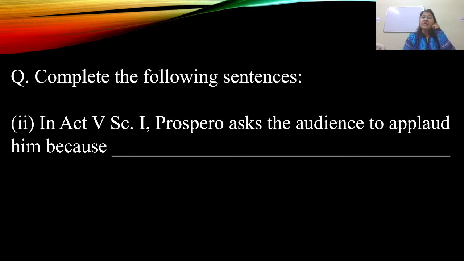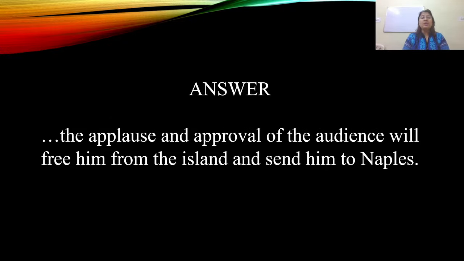Next, in Act 5, Scene 1, Prospero asks the audience to applaud him because, means why does Prospero want the audience to applaud him? Because the applause and approval of the audience will free him from the island and send him to Naples. Now, please understand, you may answer it in your own language. It's not necessary that if this answer comes in the marking scheme, and it is written in the same way only, then you will be given the marks. No, it's not like that.